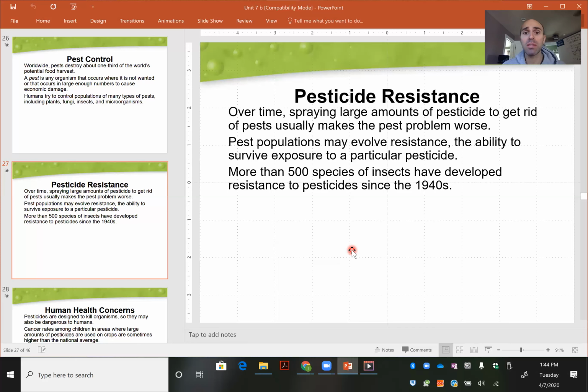So pest populations, the second bullet point right here. Pest populations may evolve resistance to the pesticide and survive the exposure. More than 500 species of insects have developed resistance since the 1940s. Imagine that. Over 500 species have built up a resistance to the pesticides that we use to try and get rid of them, so they're no longer effective.